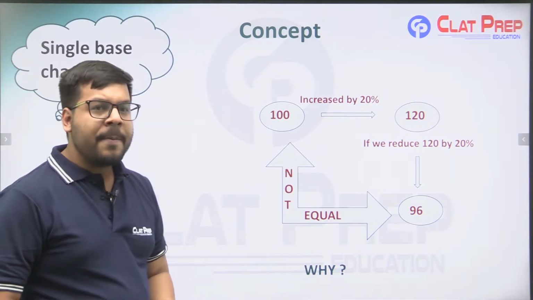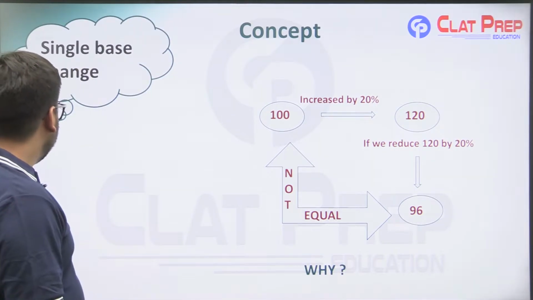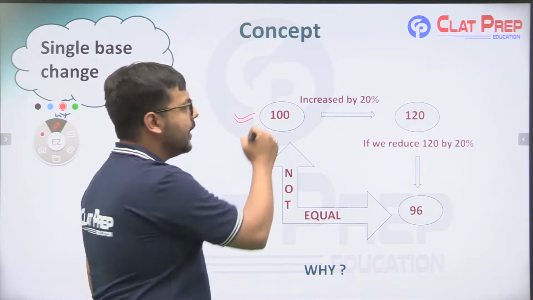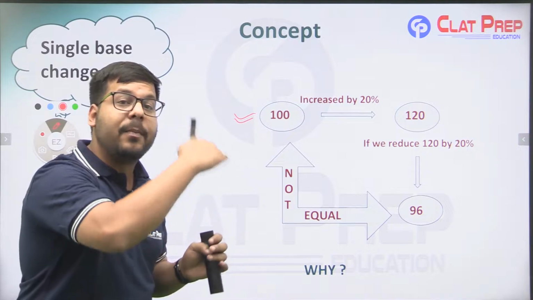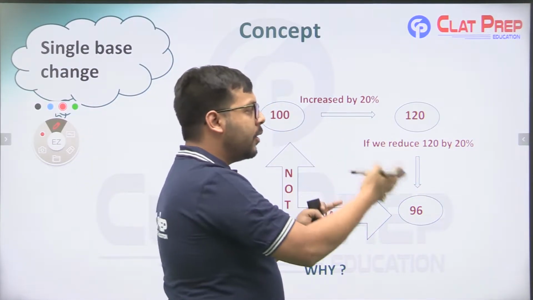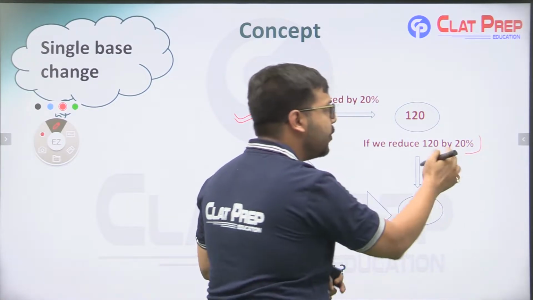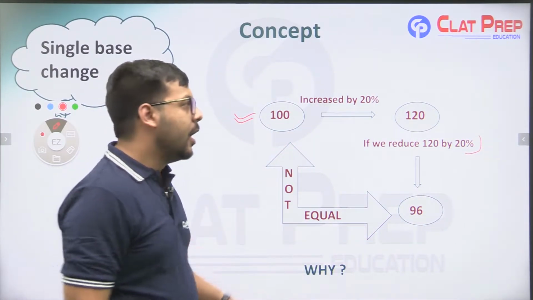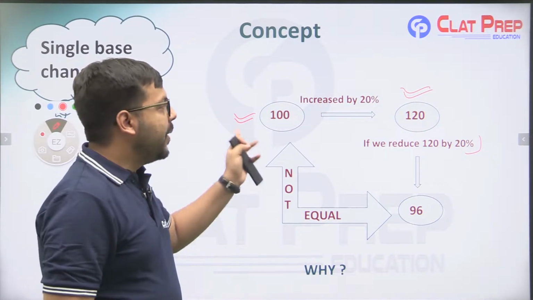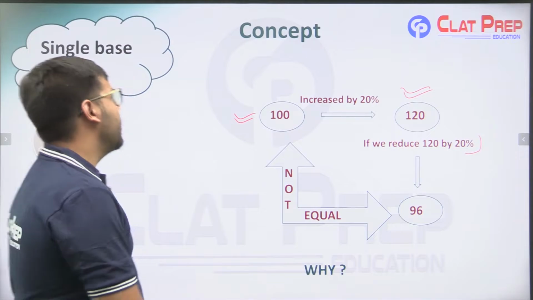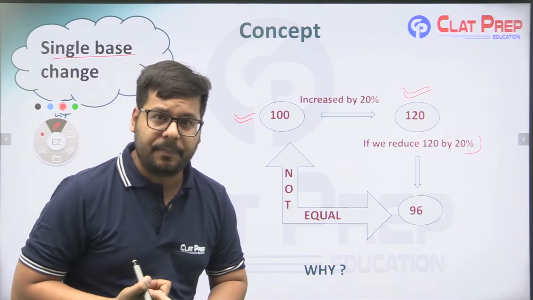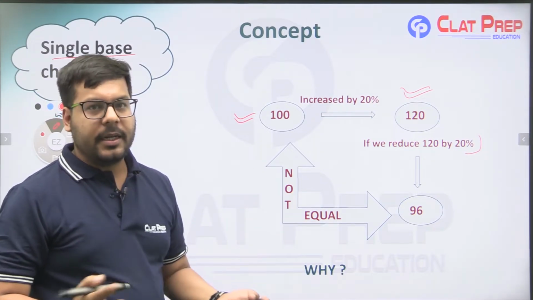It happens because when you increased 100 by 20%, the base was 100. आपने इस number को increase करा है. But when you are trying to get back to 100, what are you doing? You are reducing 20%, but you are not reducing 100 by 20%. You are reducing 120 by 20%. So what has happened here? The base has changed once. There goes the name of the topic, that is single base change. So what happens when the base changes once? We can see it is not equal.